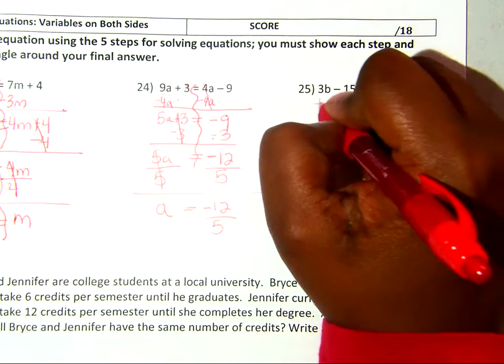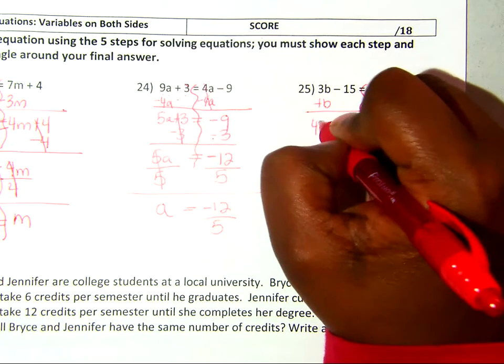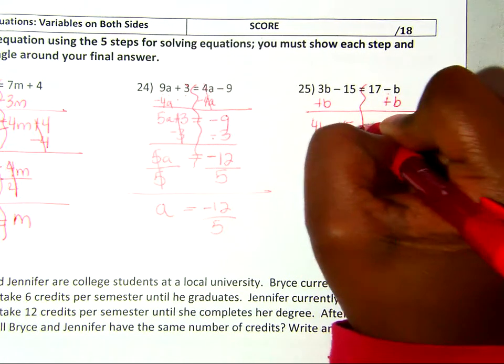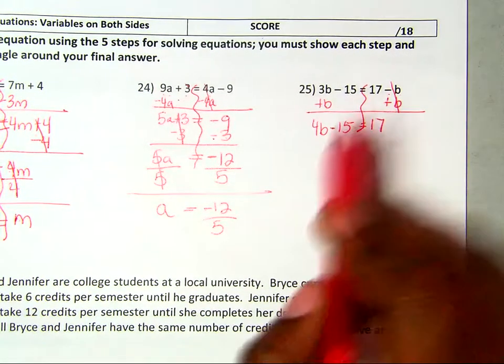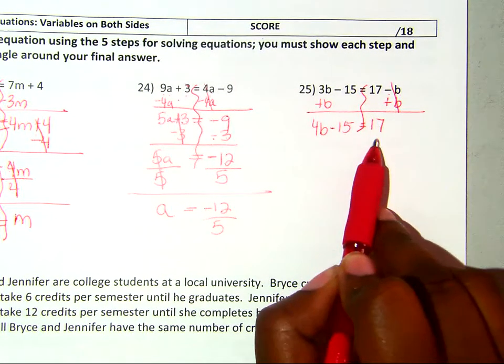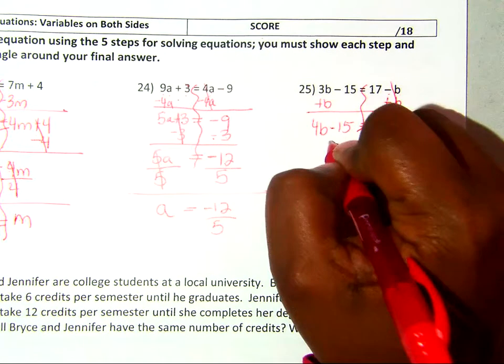Right here, this ends up being 4b minus 15 equals, I'm left with 17. These cancel. I want to put this minus 15 with this positive 17, but they're on opposite sides, so I have to do the opposite to get them together.